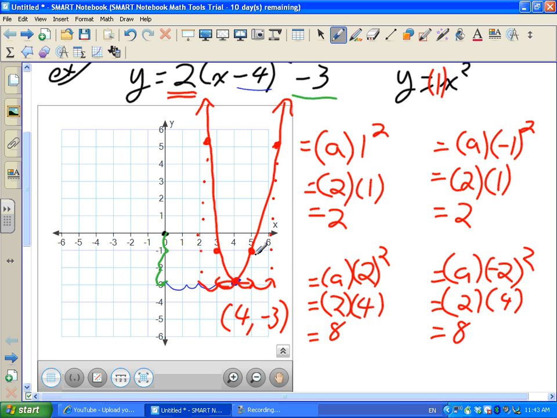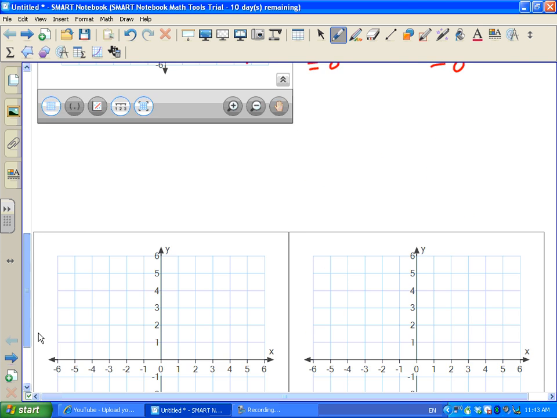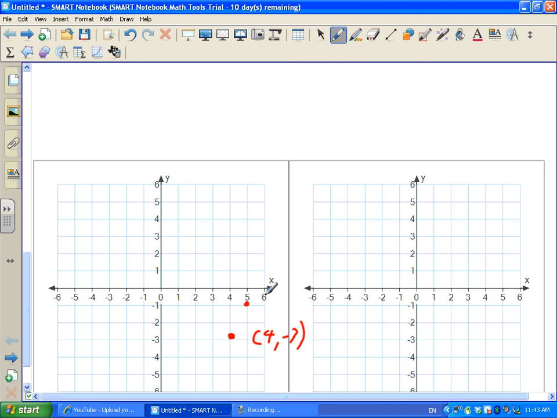What is this point here? 5, -1. We have 5, -1. And what would this one be here? 3, -1. Okay. Let's put those other 2 points on here. So we have 5, -1. And we have 3, -1.